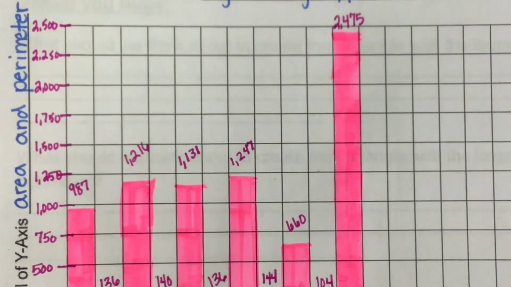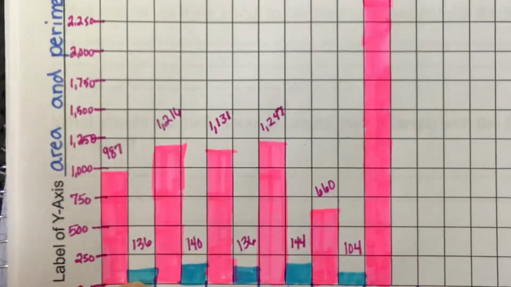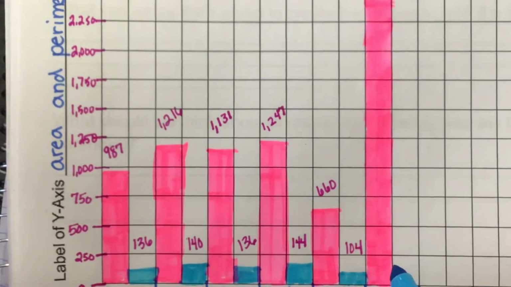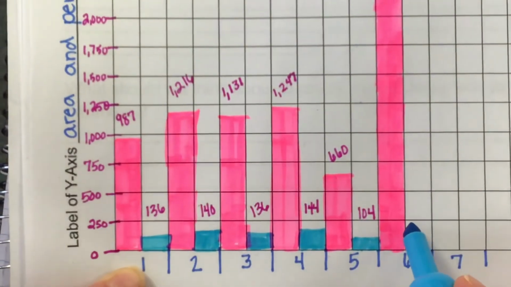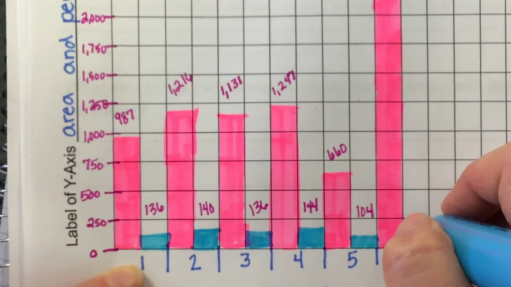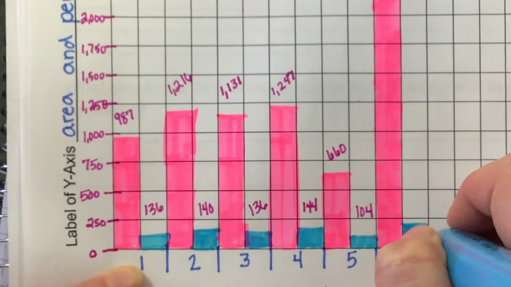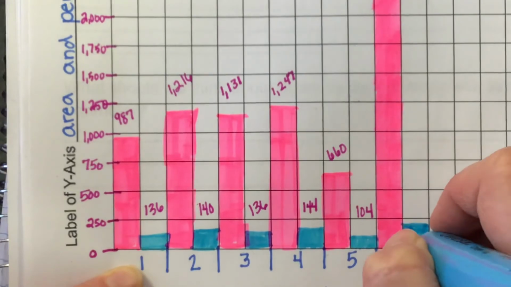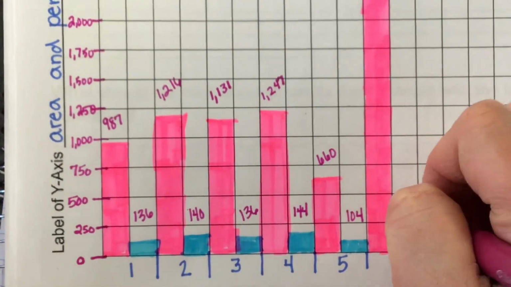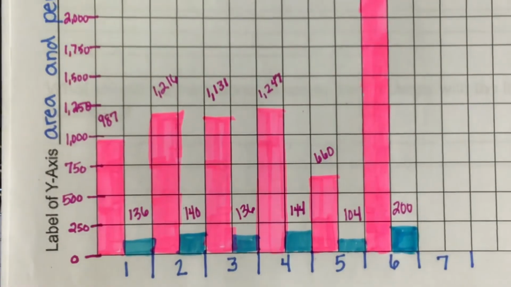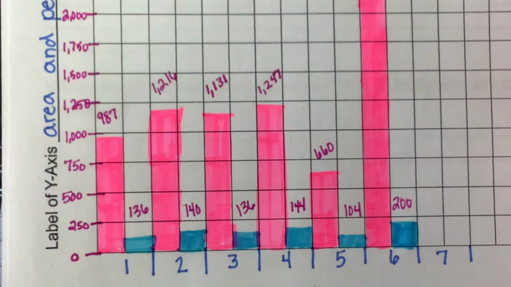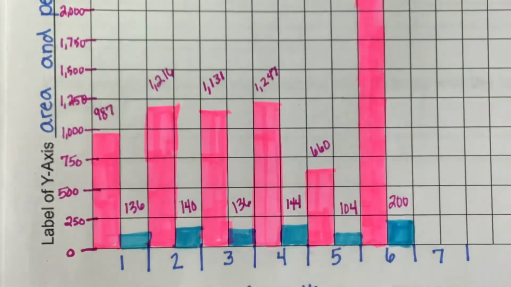Okay, and then our perimeter here is 200. Okay, so that's pretty close to 250. Remember, 125 is halfway, so this is probably about 200.